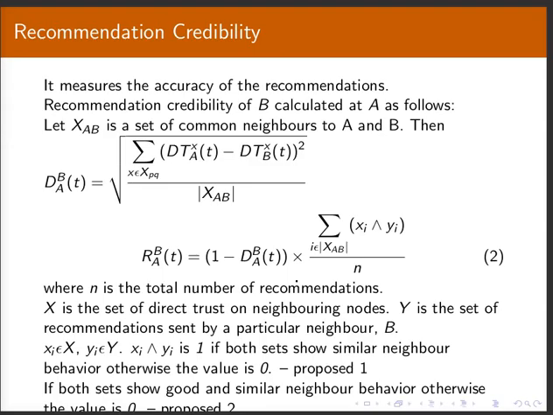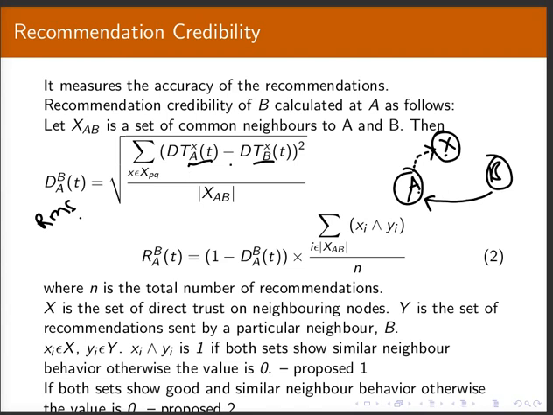And recommendation credibility is the actual accuracy computation. Recommendation credibility is used to eliminate the malicious recommendations. How we compute it: for example, node A is there, B is there, and some node X is there. B sends the recommendations to A. Now A has B's recommendation on X, and A also has its own personal direct interaction with X. So it checks its own direct trust against the recommendation and finds the RMS value. This is the root mean square error, the RMS error value. That means it finds how much deviation there is between the observations. Once it gets the difference value, we compute one minus the difference, multiplied by the Jaccard similarity. This gives the recommendation credibility.